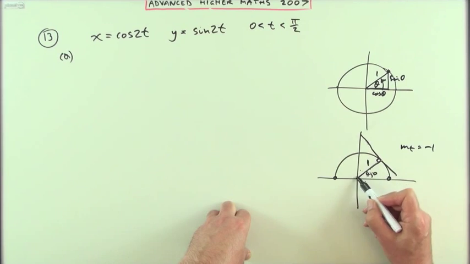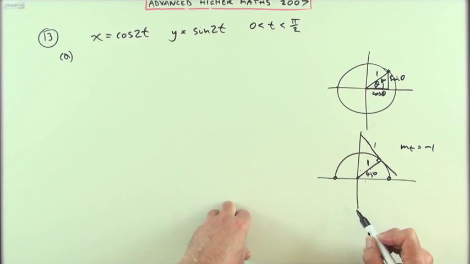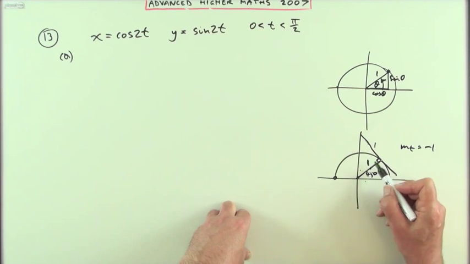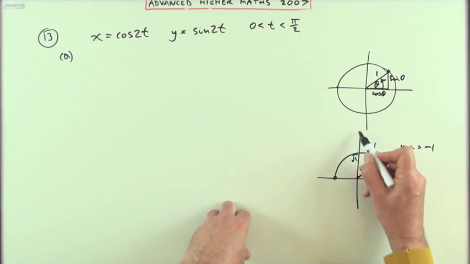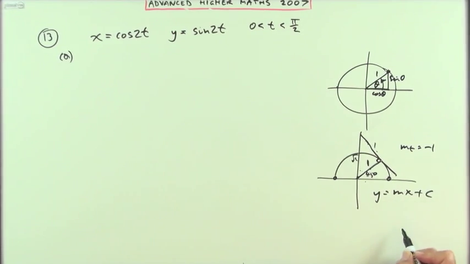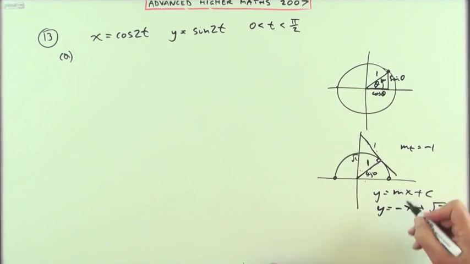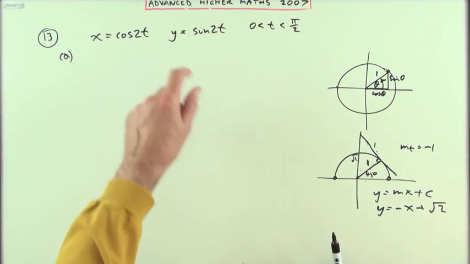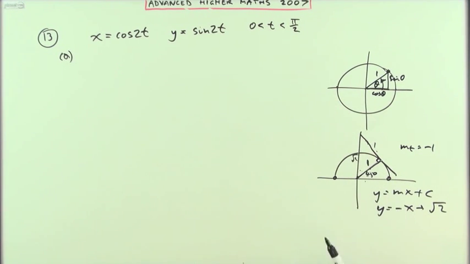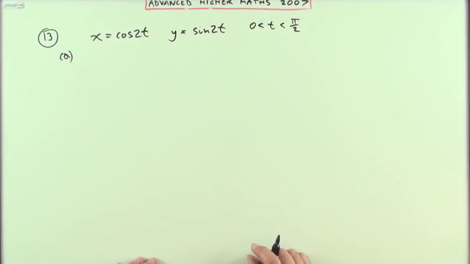If it's 45 degrees, I've got a 45 degree isosceles triangle. Using the ratio of sides for an isosceles triangle of 45 degrees, 1, 1, root 2. The equation of that tangent straight away would be y equals mx plus c. Gradient, negative 1, so y equals negative x, cutting the y-axis at root 2, so there it is. Just by thinking of the semicircle defined by this, the answer to part A should be y equals negative x plus root 2.